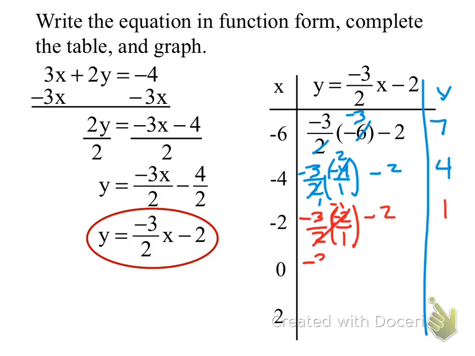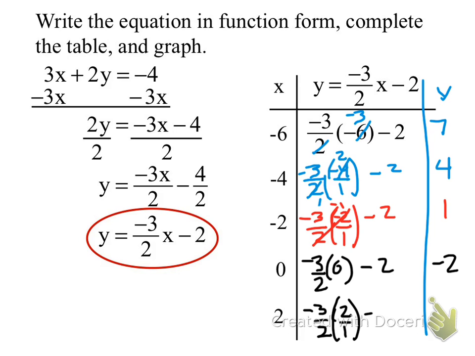This is always easy. I love doing 0. 0 is good because it cancels everything out. So it just ends up equaling negative 2. And negative 3 over 2 times 2, minus 2, makes negative 5. So now I've got my points.